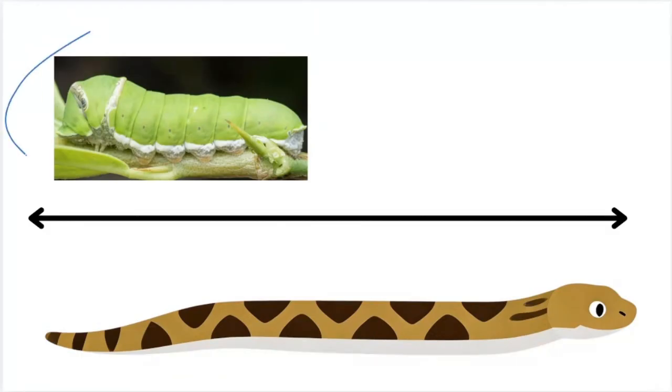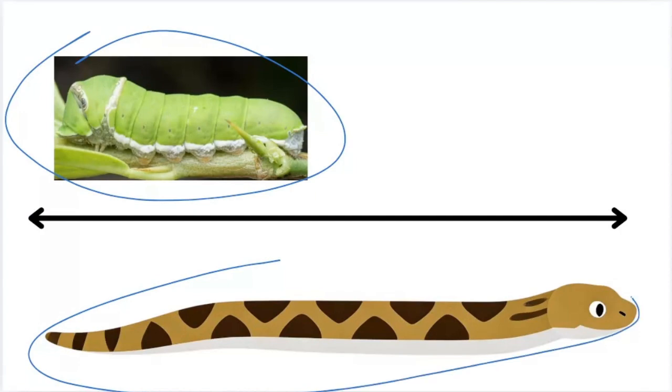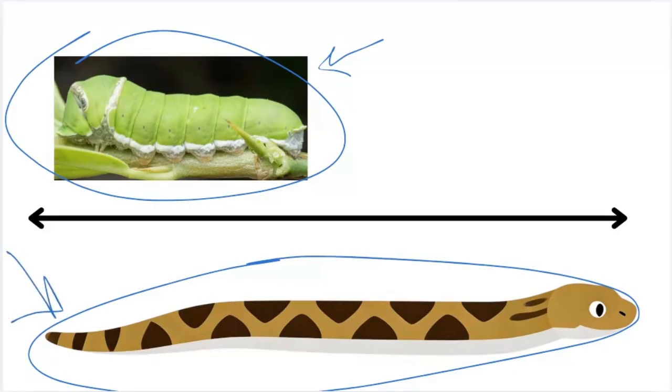This is a caterpillar and a snake. The caterpillar is short compared to the snake. The caterpillar is shorter than the snake. The snake is longer than the caterpillar. We use ER when we compare two things. The caterpillar is shorter than the snake. The snake is longer than the caterpillar.